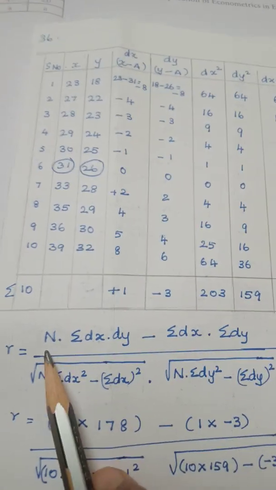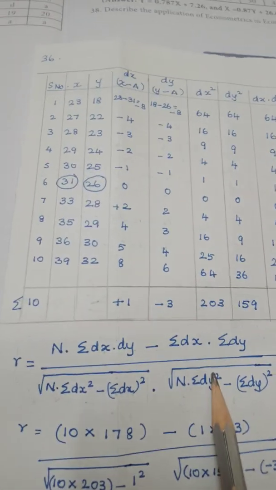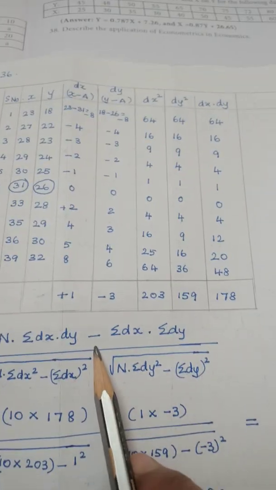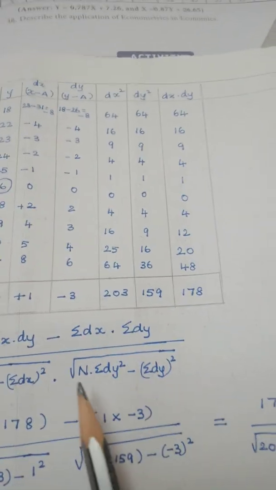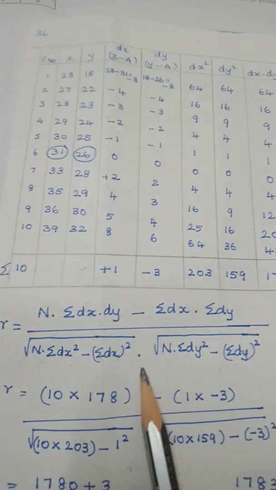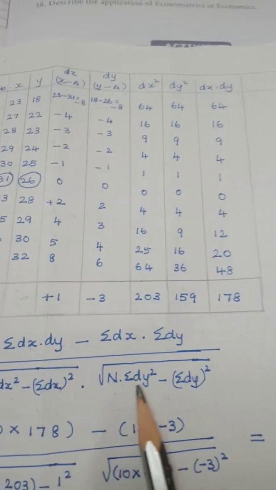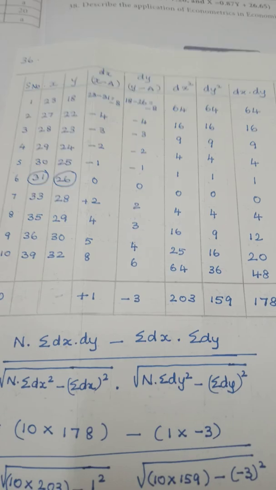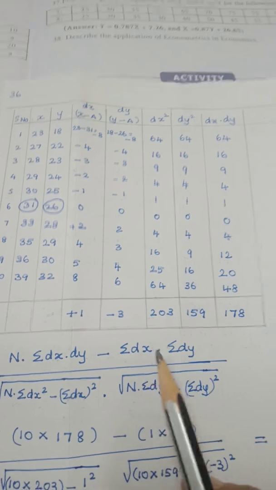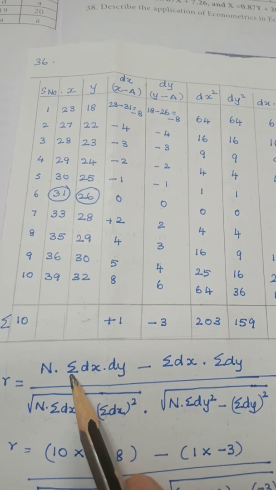Now write the formula, that is n sigma dx into dy minus sigma dx into sigma dy, whole thing divided by root of n into sigma dx square minus sigma dx the whole square, multiplied by root of n sigma dy square minus sigma dy the whole square. When you look at the denominator, in the first part of the root you have the x values, and in the second the y values, so it is simple to remember the formula. Here you have n into sigma dx dy minus sigma dx into sigma dy, that is all. Here the summation of the multiplication of dx into dy is given.